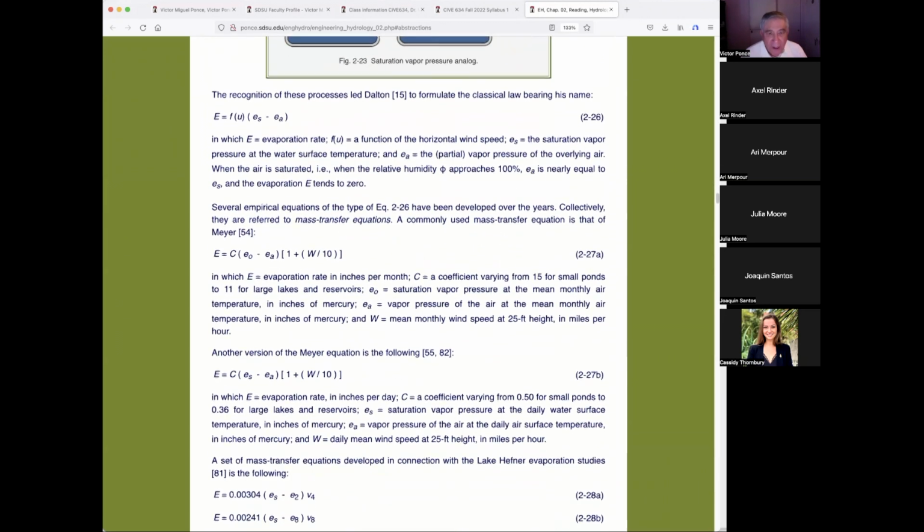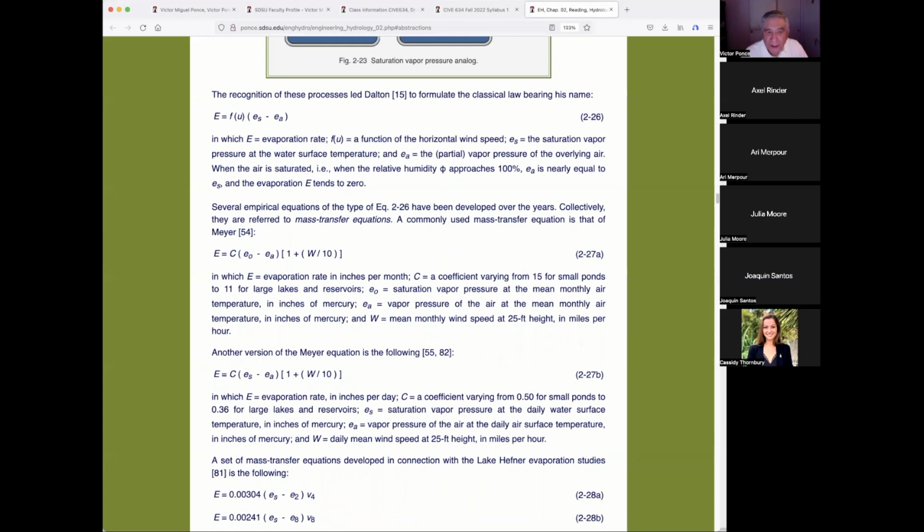So the formula by Dalton is equation 226. He said evaporation is a function of the wind, an undetermined function of the wind, times E sub S minus E sub A. Let's take a look at the parentheses first. E is evaporation rate. F sub U is a function of the horizontal wind speed, undetermined yet. He just said this is what's going to happen. You got to put in there a wind speed. And E sub S, the saturation vapor pressure at the water surface temperature, and E sub A, the partial vapor pressure of the overlying air.